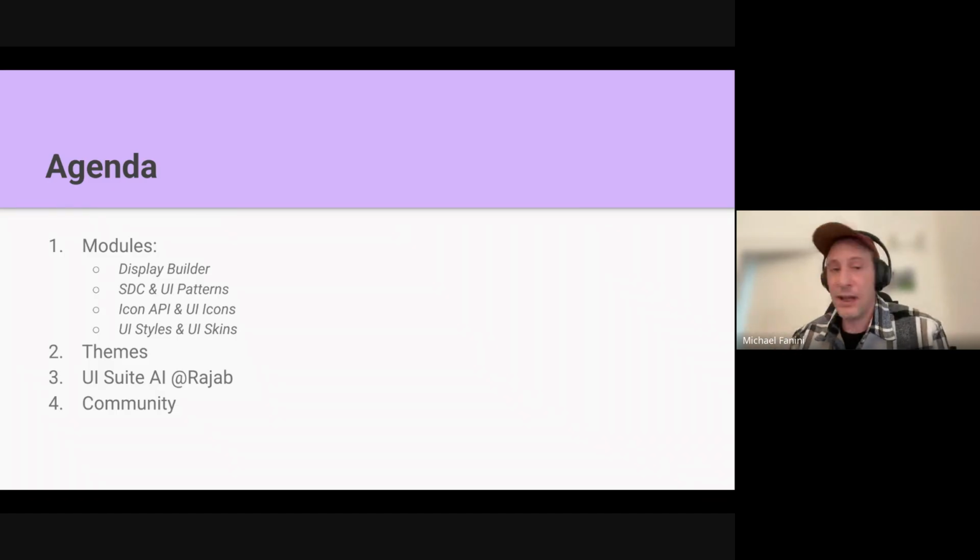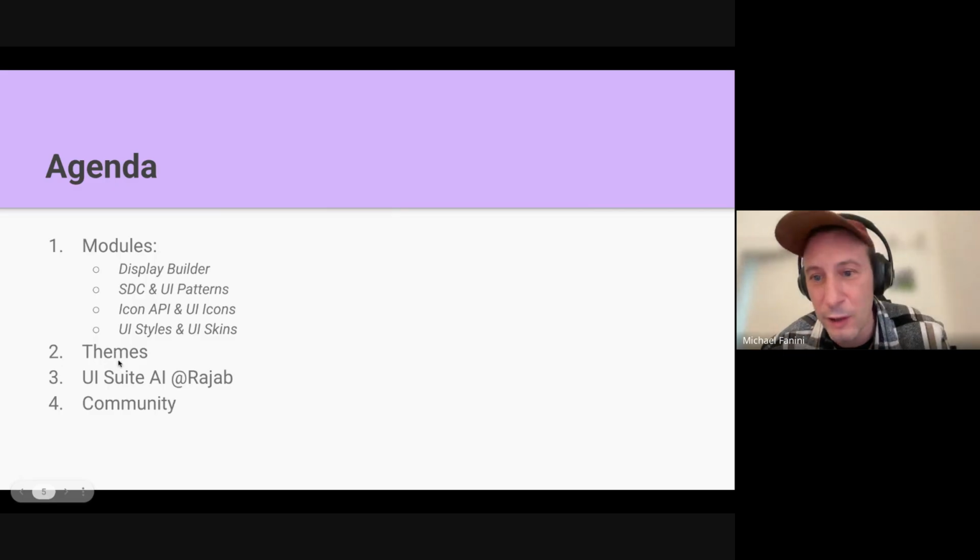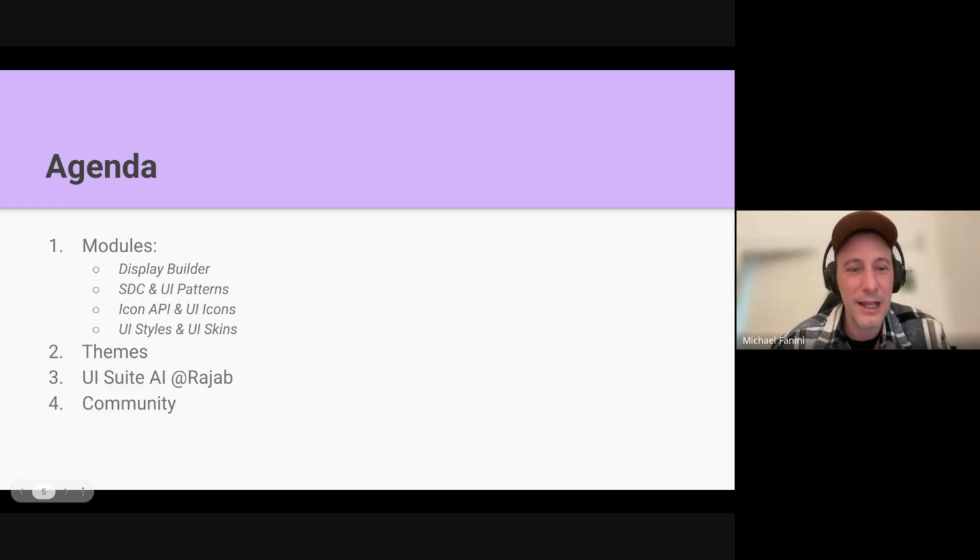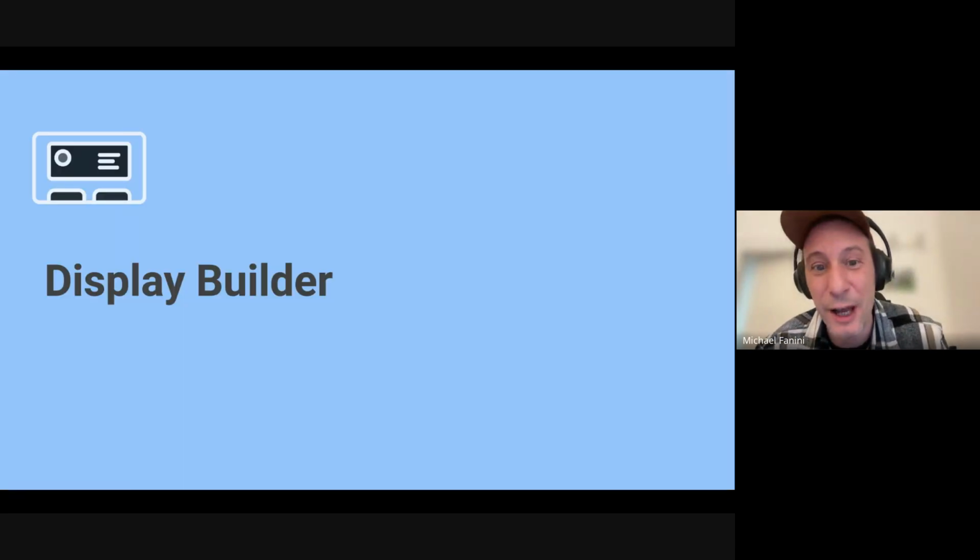So the agenda today is business as usual. We will talk about all of our modules: display builder, UI patterns, UI icons, and UI style and UI skin. Then we will talk about our team implementation. Then we are very lucky today because Rajab will do a specific focus on his work on AI and UI suite. And then we will have a bit of word on the community activity.